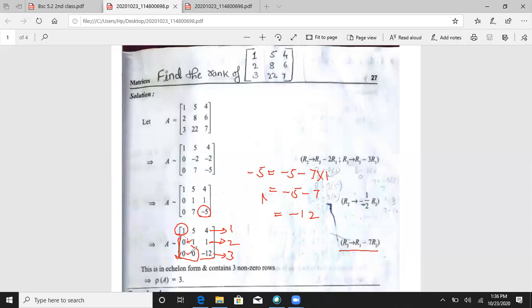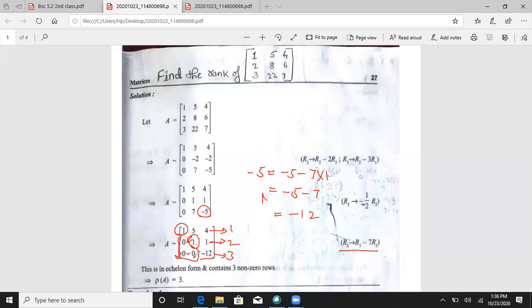Next, come to the next point. The second column, second element is 1. The leading lower element is 0. Means this is also echelon form, also a rank. We find the rank and also this one is the echelon form.